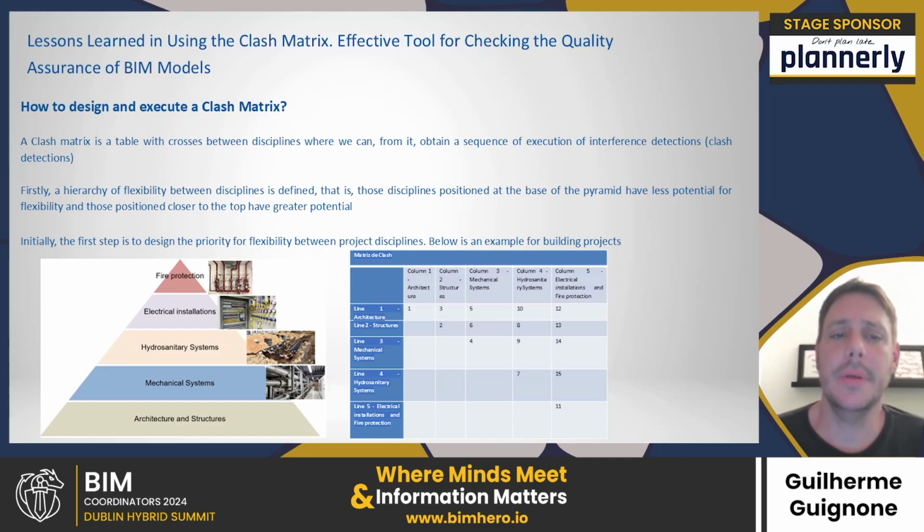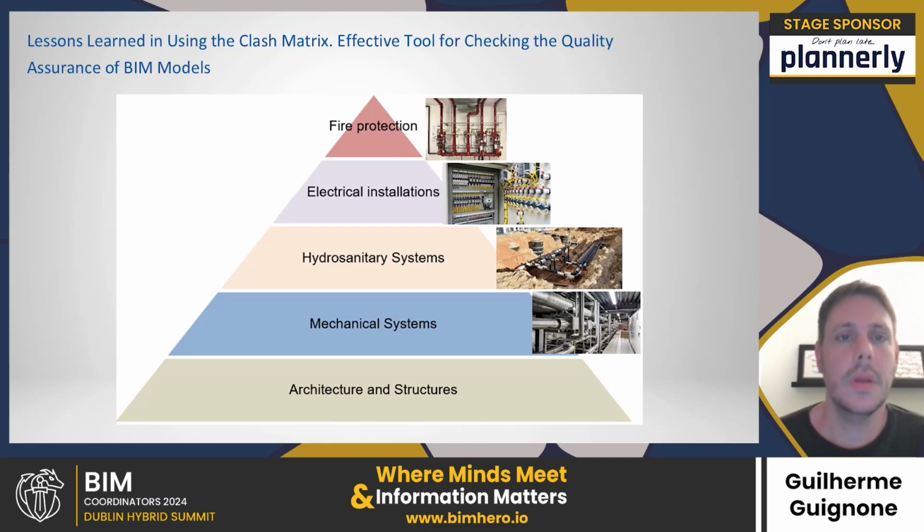Initially, the first step is to define the priority of flexibility between project disciplines. Below is an example for building projects. According to the figure, we can identify the following situation. We have at the base of the pyramid the disciplines that present the least possibility of flexibility, and moving towards the peak of the pyramid, the potential for flexibility increases.